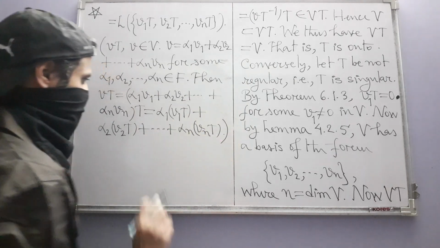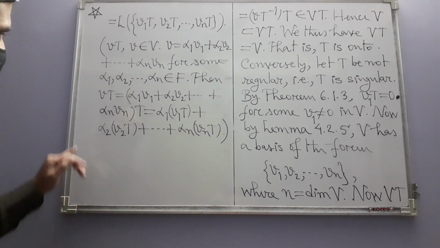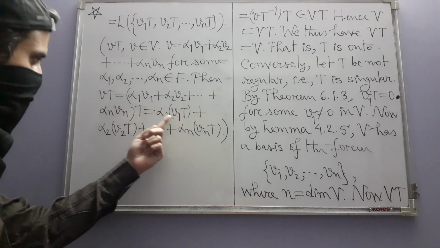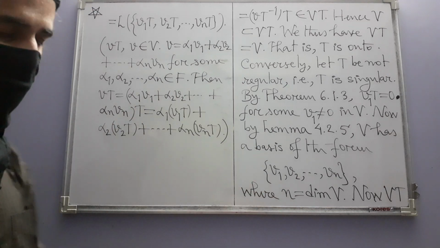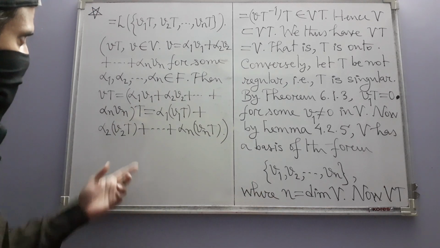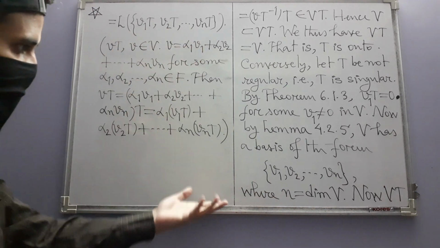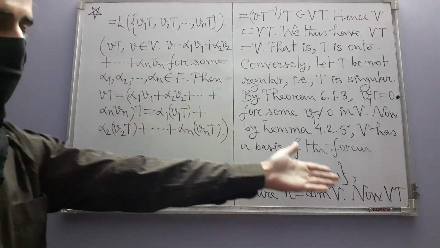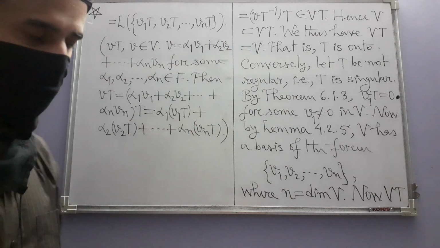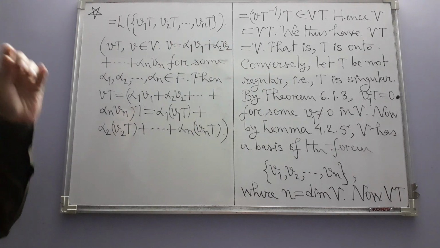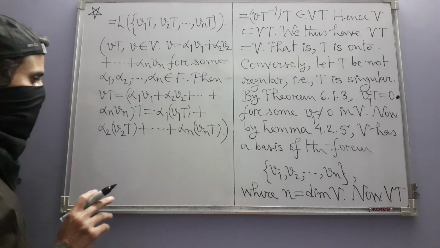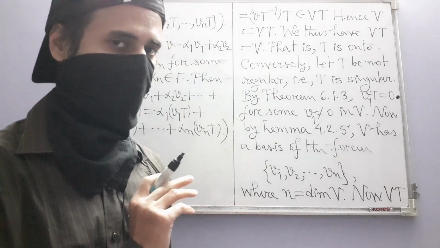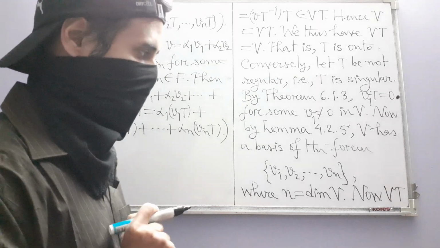So what does this tell you ultimately? It tells us that Vt is a linear combination of V1t, V2t and so on up to Vnt. Or in other words, that these vectors span the range Vt. That's what we have written. Vt is their linear span. Okay. So now exactly how many vectors are spanning Vt? That is the question now.